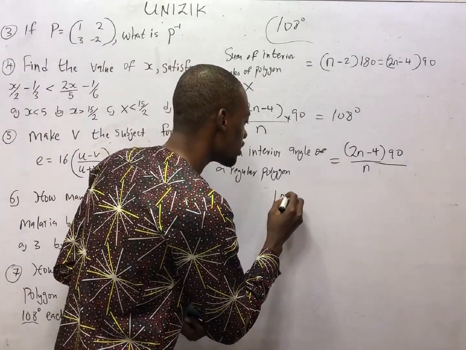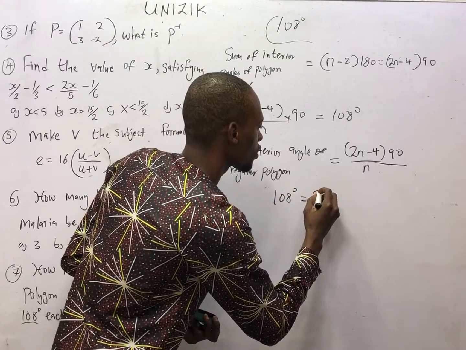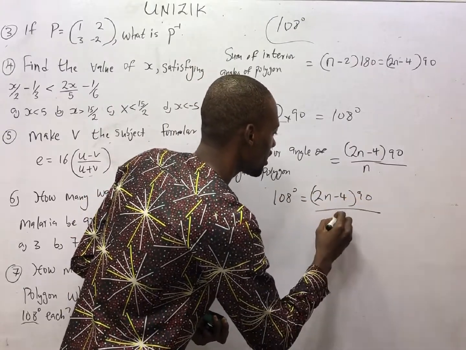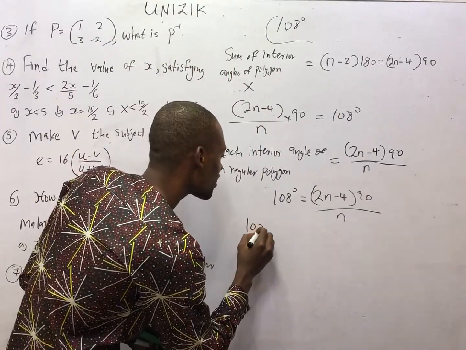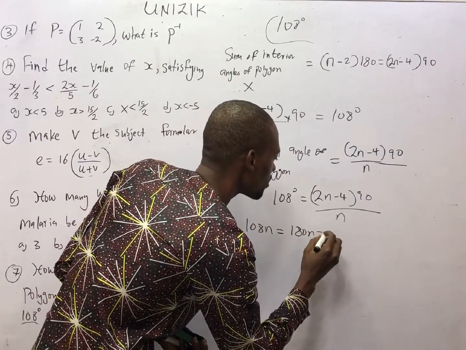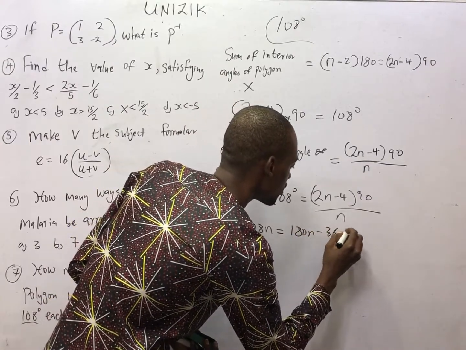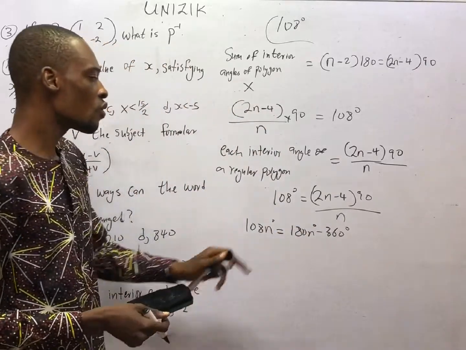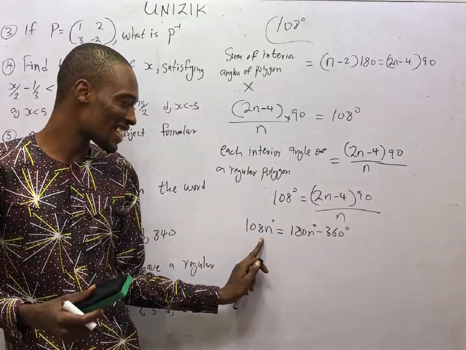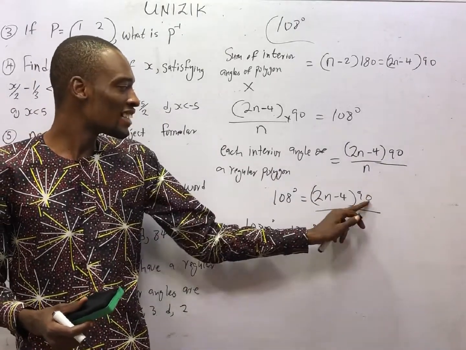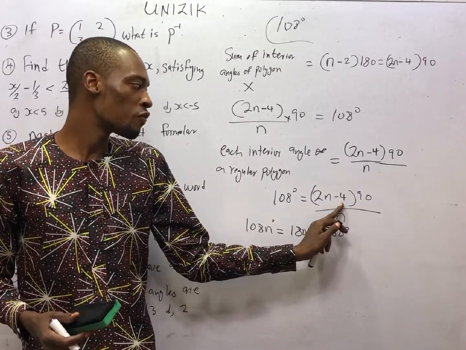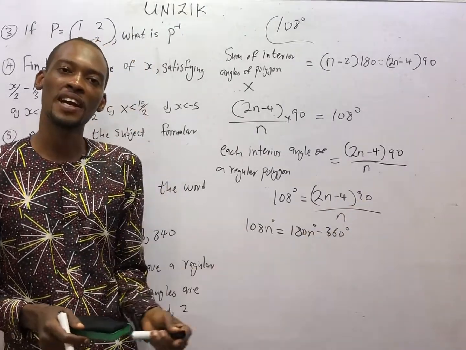Therefore, 108 degrees is equal to 2n minus 4 times 90 over n. So 108n is equal to 180n minus 360 degrees. When you cross multiply, 108 times n is 108n, equal to 90 times 2n, which is 180n, minus 90 times 4, which is 360, if I am correct.